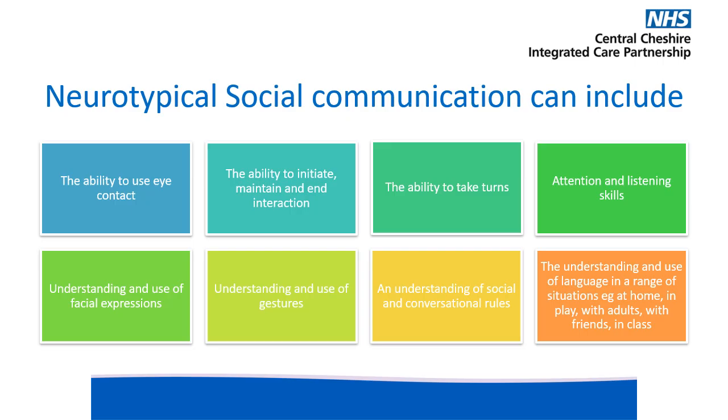Neurotypical social communication can include the ability to use eye contact, the ability to initiate, maintain, and end interaction, the ability to take turns, attention and listening skills, understanding and using facial expressions, understanding and using gestures, an understanding of social and conversational rules, the understanding and use of language in a range of situations. For example, how we use language with different people: at home, if we're playing, in school with friends or in school with teachers, in the classroom, outside, at home with parents, etc.